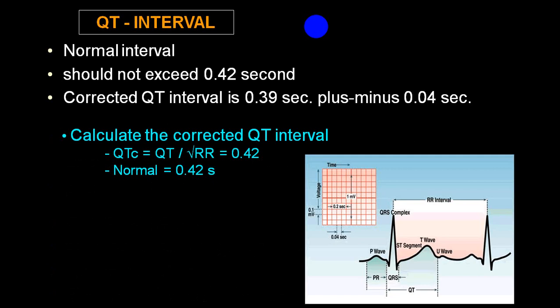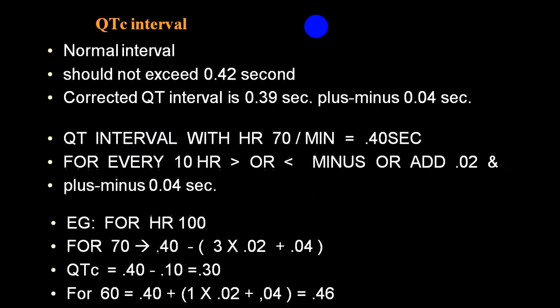Short QT intervals are less common. Most common is prolonged QT interval. Now there is another method which is being utilized: QT interval with a heart rate of 70 is equal to 0.4 second. For every 10 heart rate, more or less, minus or add 0.2. So you add 0.2 for every plus or minus.